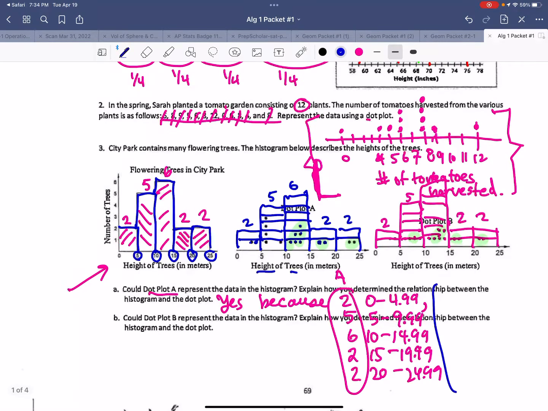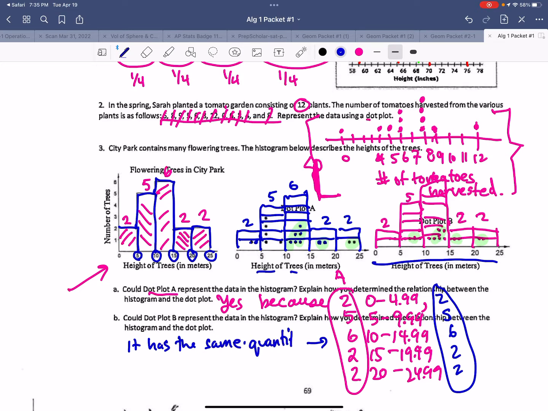Then when we look at dot plot B, we have the same 2, 5, 6, 2, and 2. So why could it be the histogram? Because it has the same quantities in each bin. Could B be as well? Yes, yes, for the same reason. All right, nice work.